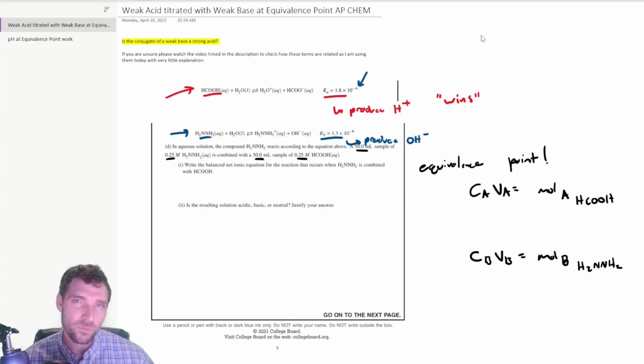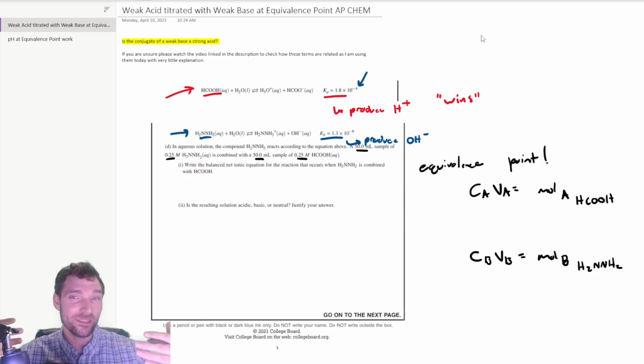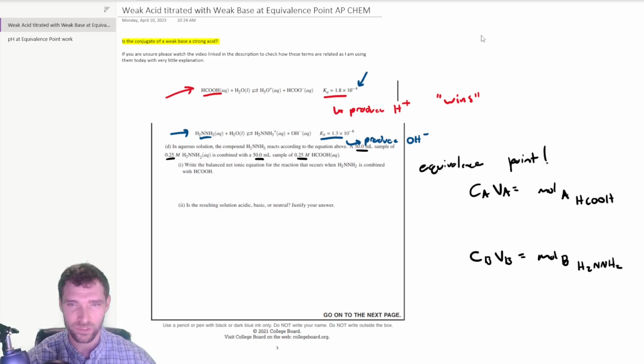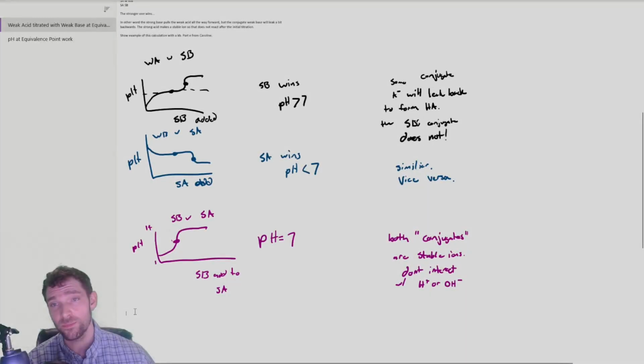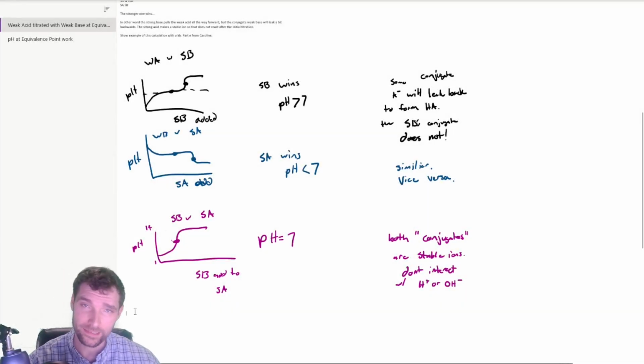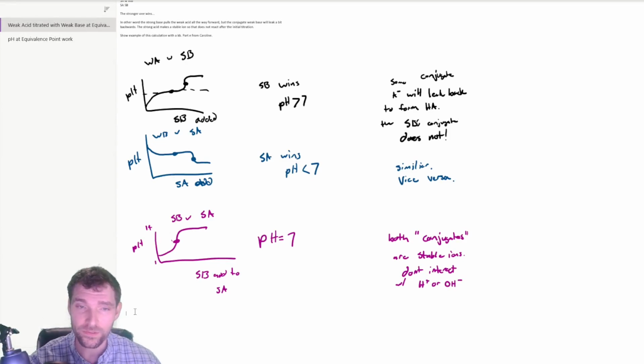They're at the equivalence point here, so they have equal amounts of moles of these things, so they have enough stuff to push forward evenly. So that really is just a matter of comparing the Ka and Kb here. And that's how I would justify it. The AP College Board will talk about their conjugates going backwards, which is technically a better way of doing this problem.